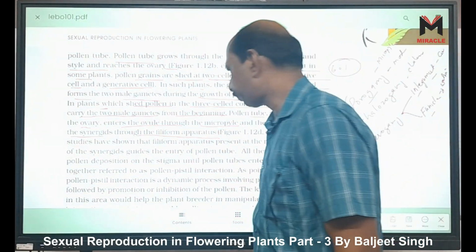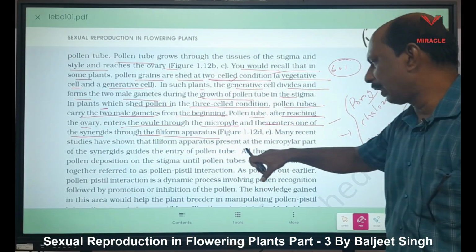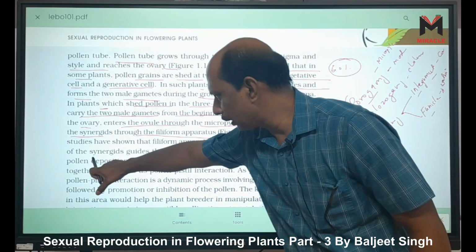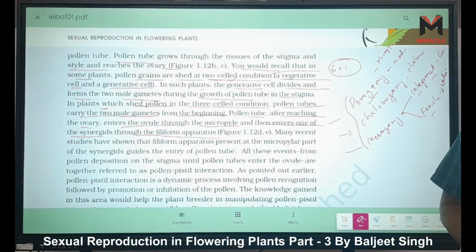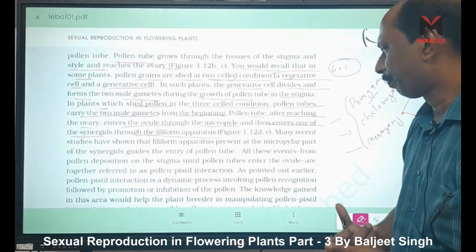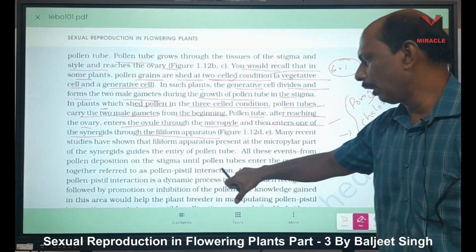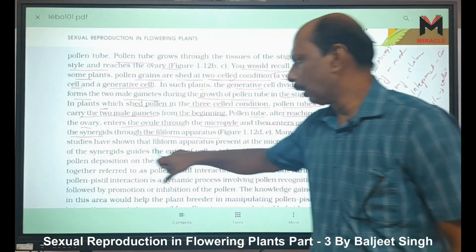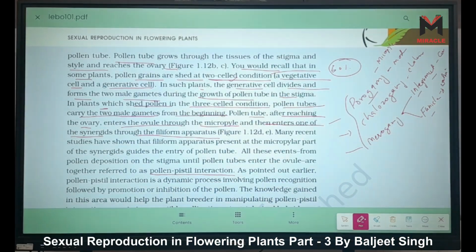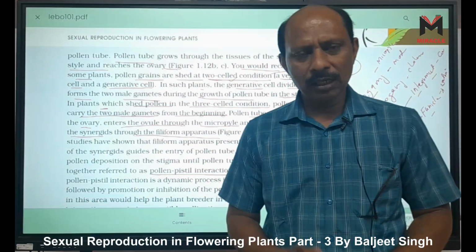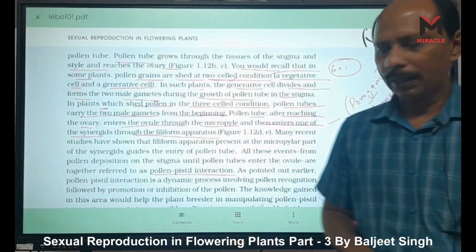Okay, we read here. Many recent studies have shown that the filiform apparatus present at the micropylar part of the synergids guides the entry of the pollen tube because they produce a calcium, boron, inositol, sugar complex, right? All these events, from pollen deposition on the stigma until the pollen tube enters the ovule, are together referred to as pollen-pistil interaction. To understand pollen-pistil interaction means what? Germination of the pollen tube and its entry. This pollen tube enters into the ovary, right?